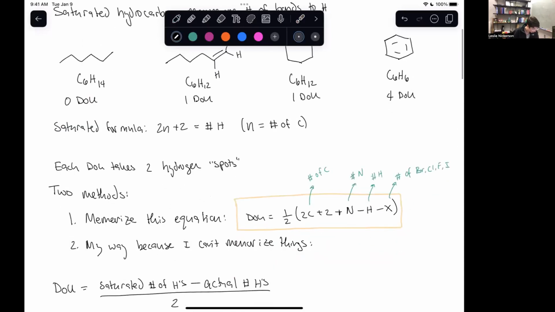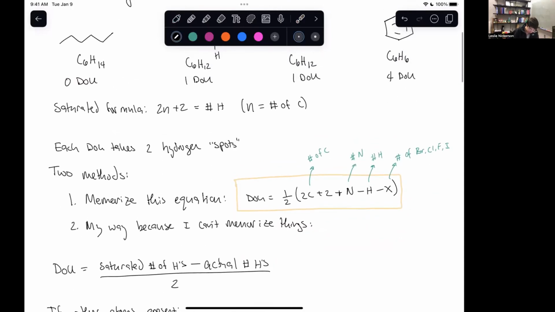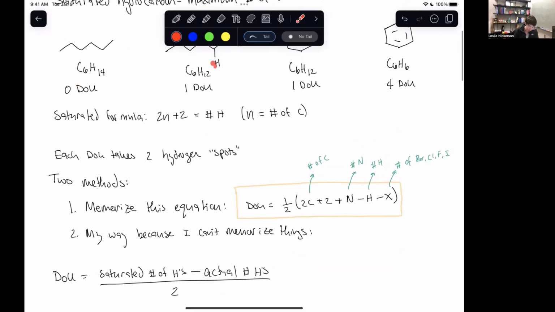where I'm really looking at this and saying a degree of unsaturation is the difference between the number of H's that I would have in a saturated case, right? So if we look at this saturated case, minus the number of actual hydrogens that I have, and all that divided by 2, because again, it takes a magic number of 2 hydrogen spots to do any degree of unsaturation.